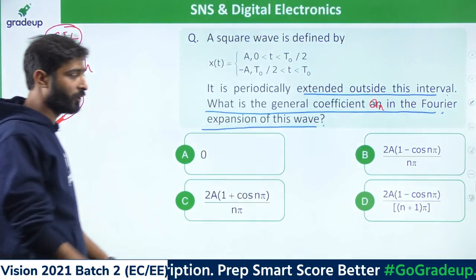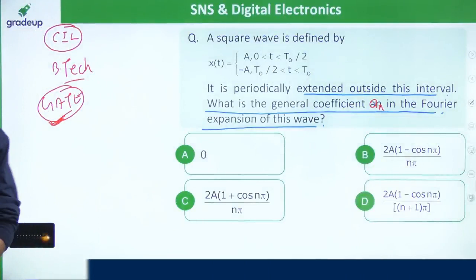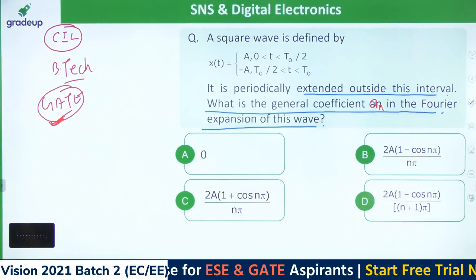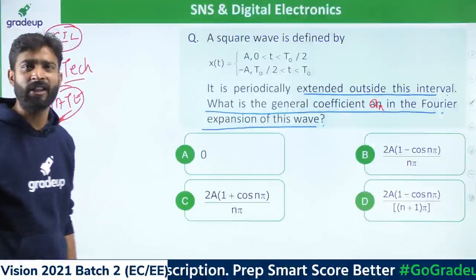एवरीबॉडी जस्ट गिव मी द आंसर फॉर दिस क्वेश्चन. वर्षा हैज गिवन द आंसर, आदित्य हैज गिवन द आंसर, आदित्य नंदा करेक्ट. एवरीबॉडी, एनीबॉडी एल्स जस्ट गिव मी द आंसर. बट जस्ट गिव मी द आंसर ऑफ दिस क्वेश्चन.